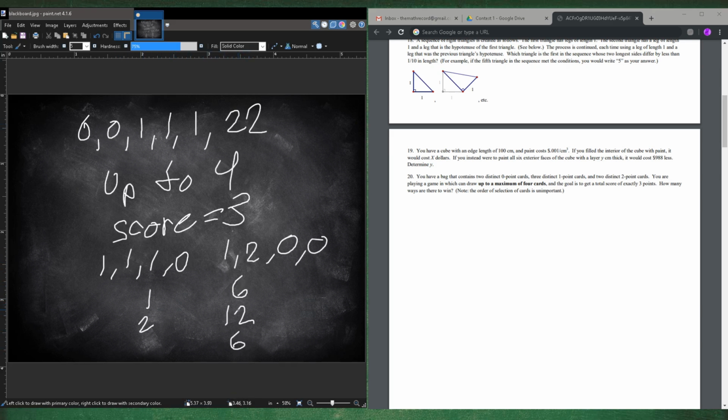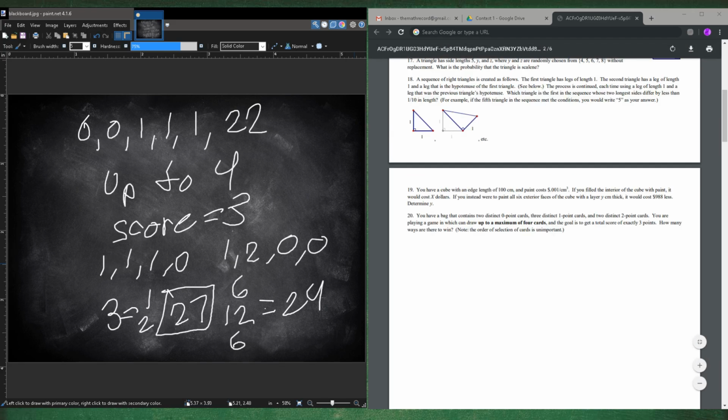So adding up together, 12 plus 6 plus 6 plus 2 plus 1. Let's just add this portion first. So that's 12, that's 24. Plus 3 equals 27. So the answer is 27. That's the total amount of combinations. Pretty interesting question. It's one of the harder ones, probably the hardest one, actually. But if you just write out your combinations, you should be fine.